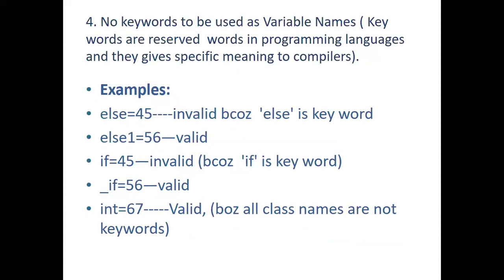else is invalid. Why? Because else is a keyword. But if I write else1, that is valid. if is invalid because if and else are keywords. _if is valid. int is equal to 67 is valid because class names are not keywords.